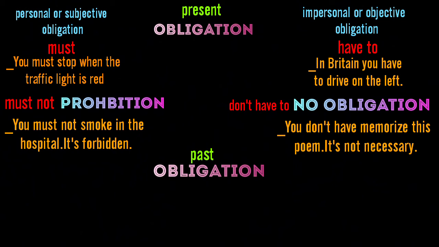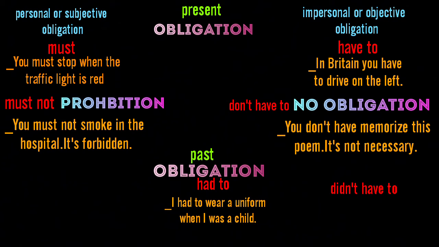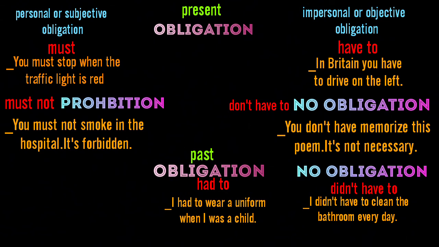In the past, to express obligation for both subjective or objective obligation, we use only had to. Example: I had to wear a school uniform when I was a child. The negative of had to is didn't have to, and it expresses no obligation in the past. Example: I didn't have to clean the bathroom every day because I wasn't obliged to.